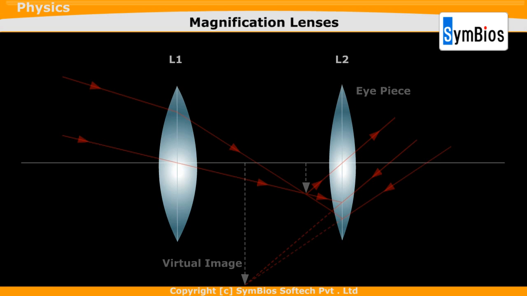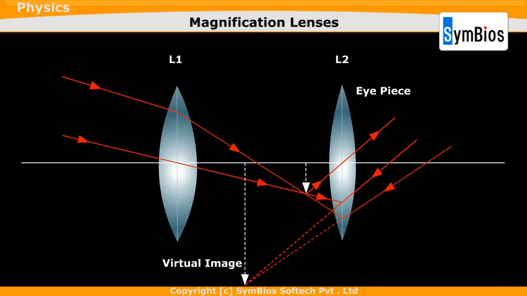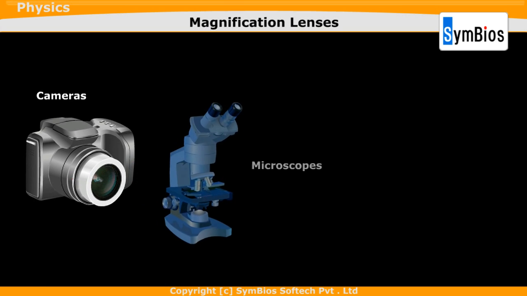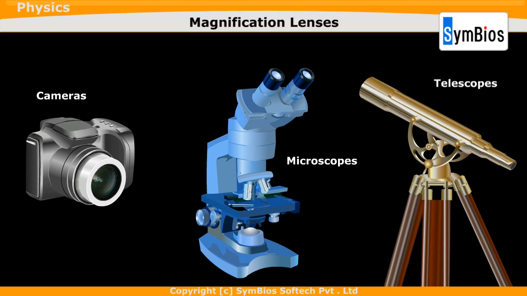To increase the magnification or sharpness of the images in optical instruments, lenses are combined. The net power P of the lenses placed in contact is given by the algebraic sum of the individual powers P1, P2, P3 as P = P1 + P2 + P3 + so on. Some examples are cameras, microscopes and telescopes.